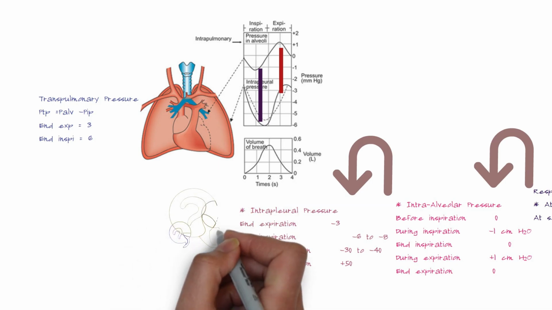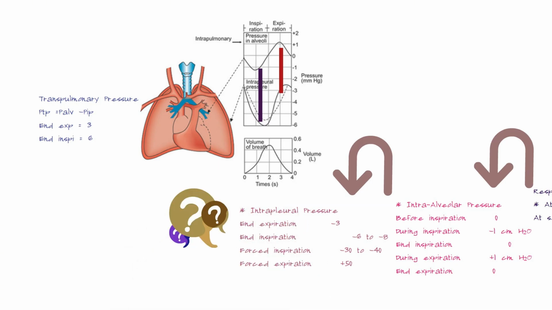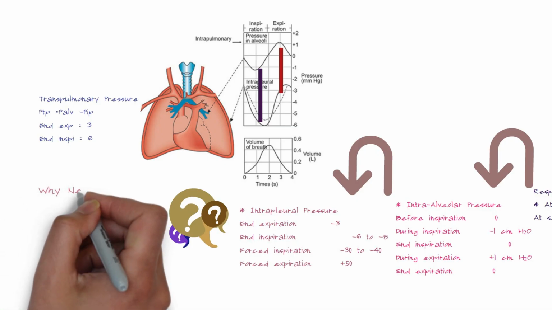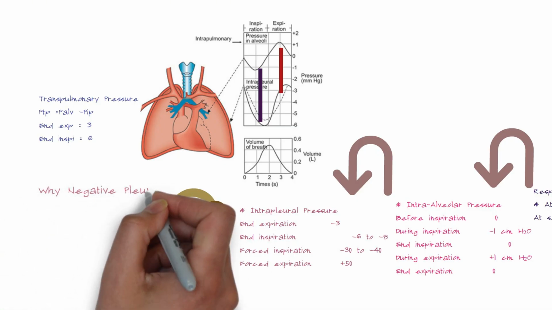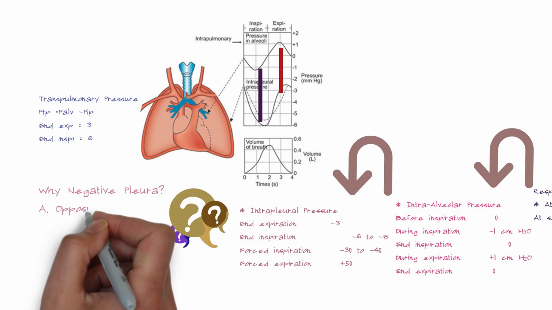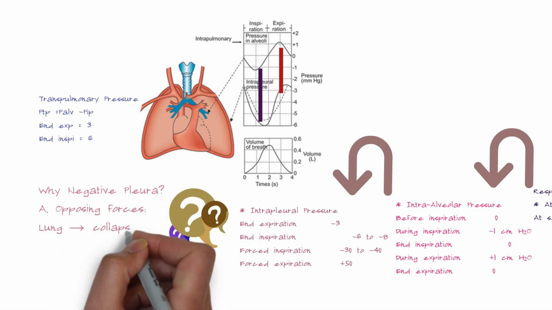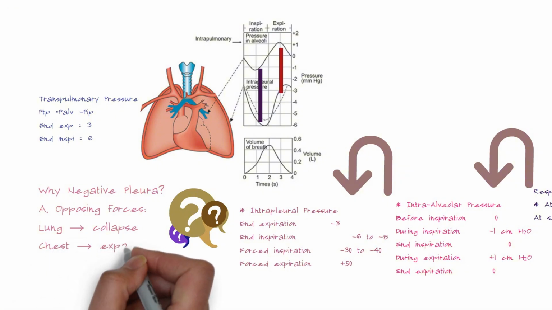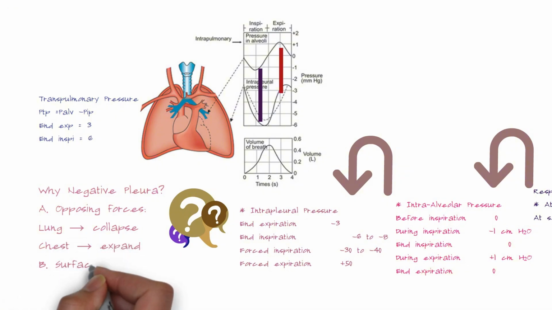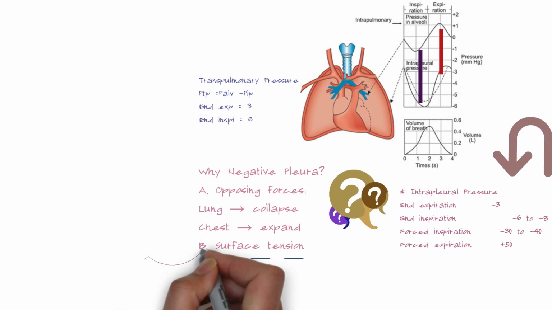The two main reasons for this are the opposing forces and the surface tension. The opposing forces mean that the lung tends to collapse due to the elastic recoil and the elastic tissue in the parenchyma, while the chest tends to expand due to the elastic in the muscles and the tendons. What about the surface tension?